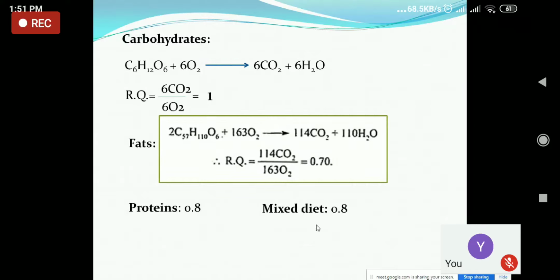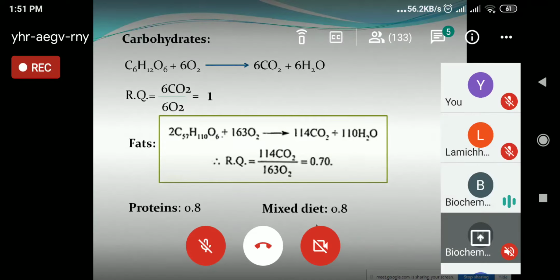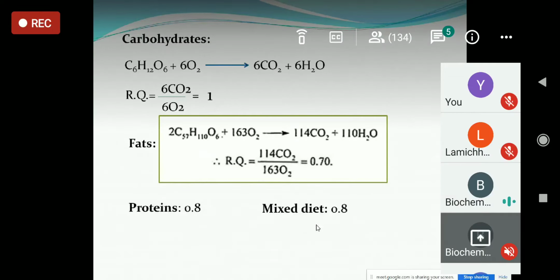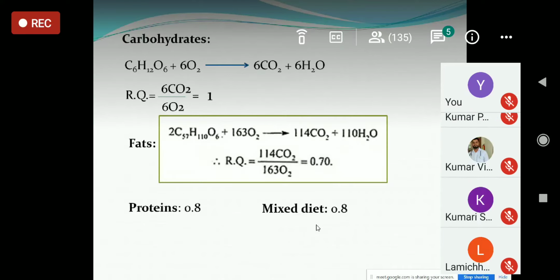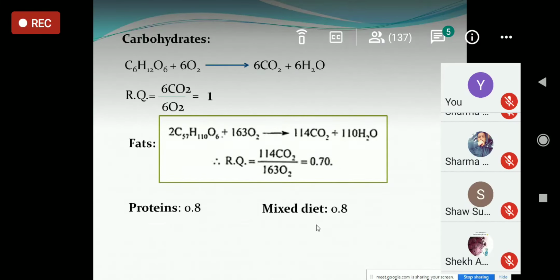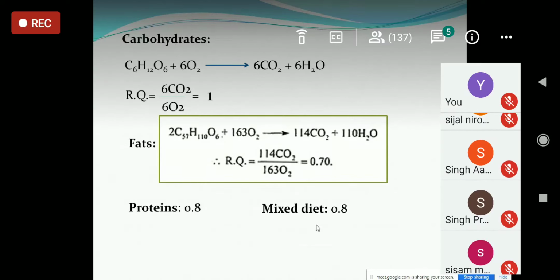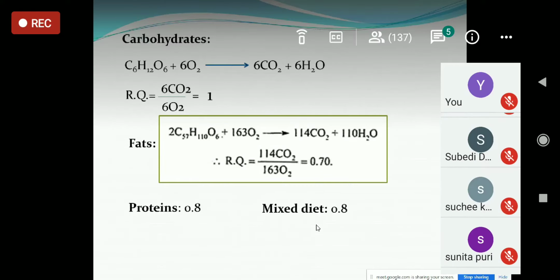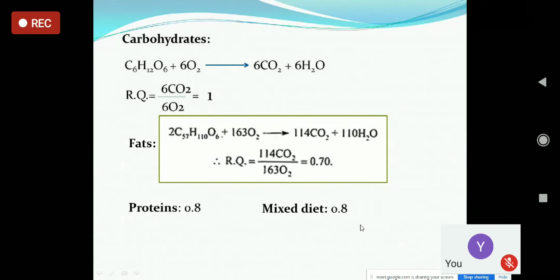So this respiratory quotient value indicates which macronutrients are being metabolized, as different energy pathways are used for fats, carbohydrates, and proteins. So this might be asked in MCQs. The respiratory quotient of carbohydrates, fats, proteins, and mixed diet. Please learn these numbers. 1 for carbohydrates, 0.7 for fat, 0.8 for proteins, and 0.8 for mixed diet.